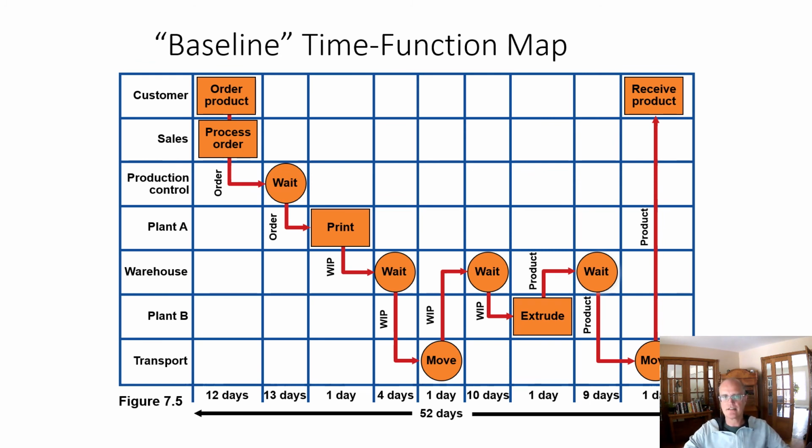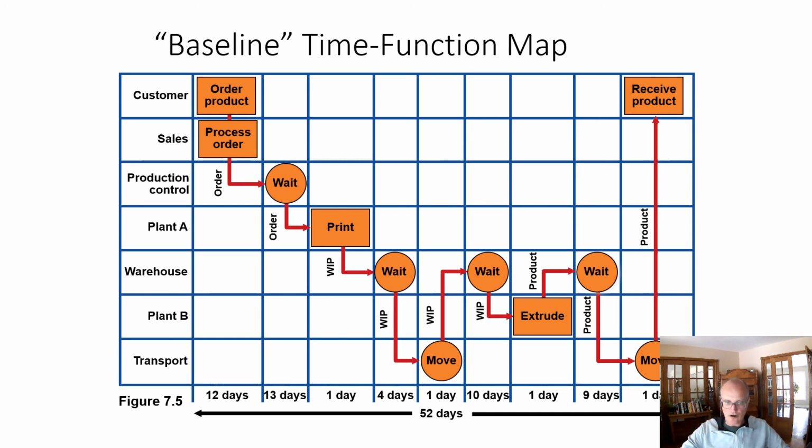So here's a baseline time function map, just as we wrap up here. Customer orders a product, we process the order, so that comes through here. Production control, the order comes in and it waits till it's scheduled. This is for a printing shop. It is then printed, and it goes into work in progress inventory. It waits here, it gets moved, it waits again, it gets processed further in plant B, it waits again, it gets moved to the customer.